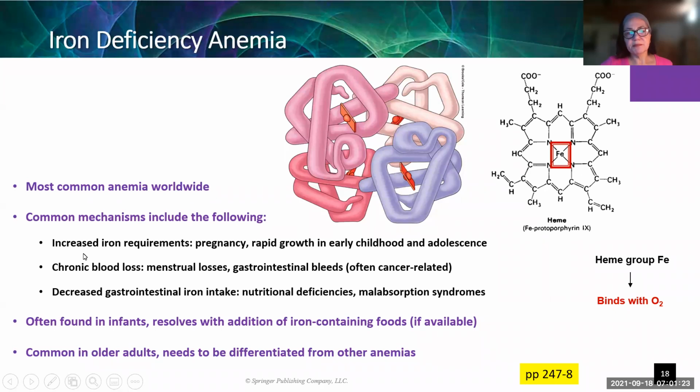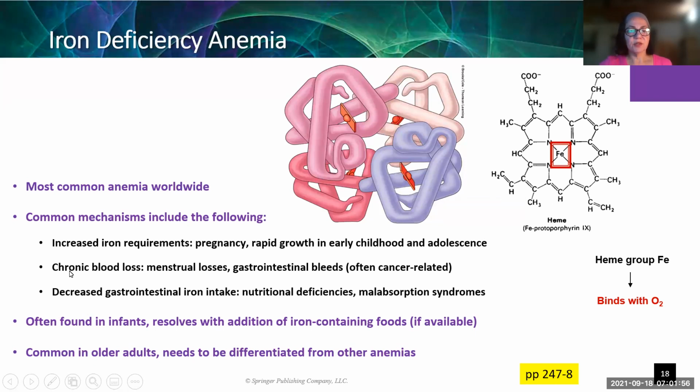It could be because we had the right amount of iron previously, but all of a sudden there's a huge increase in requirement. That happens during pregnancy. There's a huge expansion of the blood volume. And in early childhood, the infancy and toddler years, you'll see some iron deficiency anemias at that time, and in adolescence, when kids go through the second giant growth spurt, we see iron deficiency anemias.